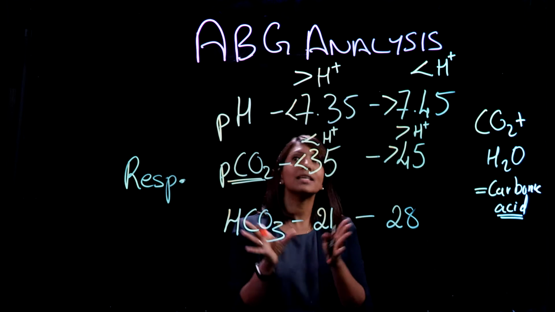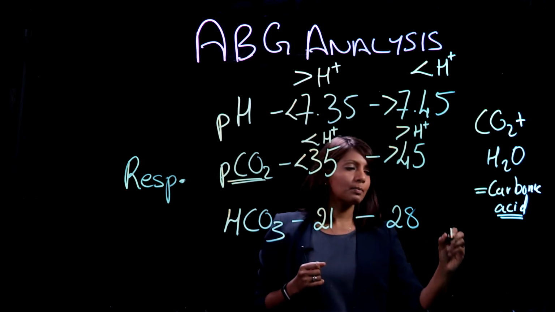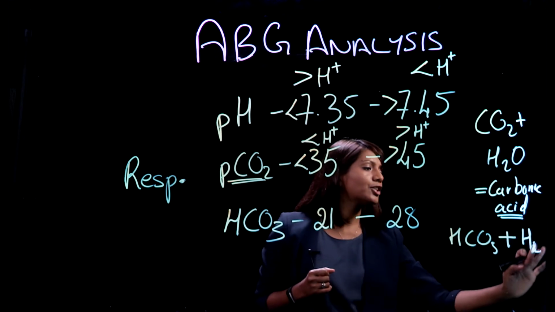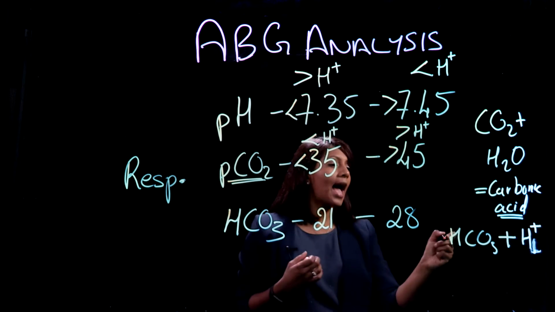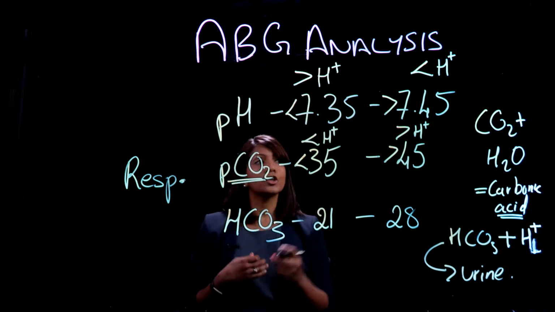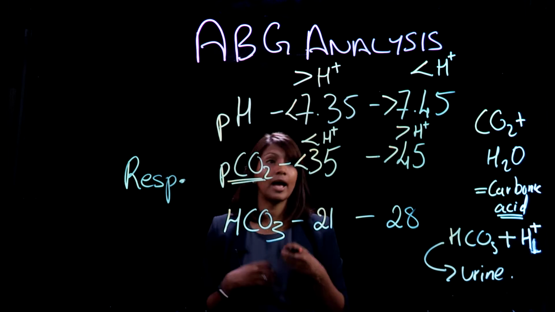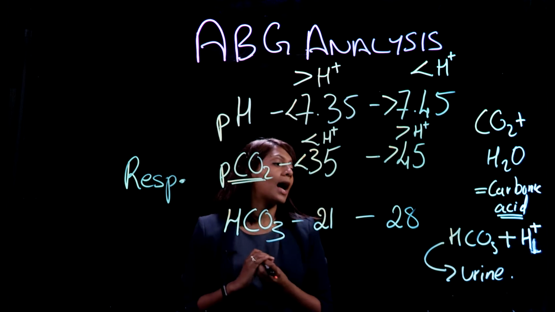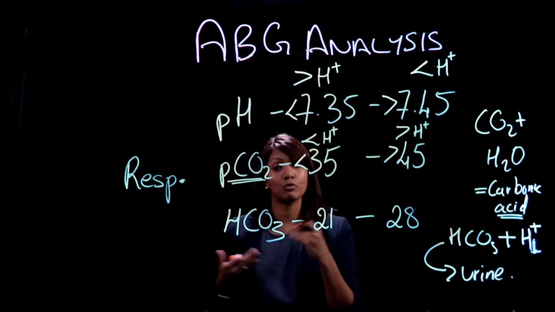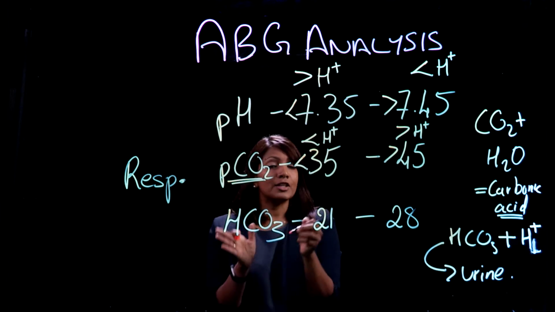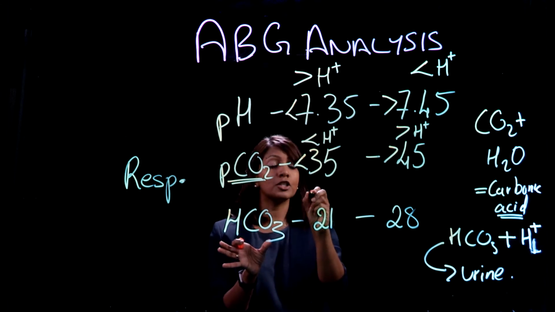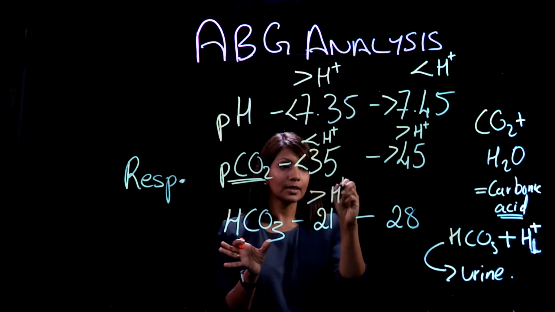What is bicarb, and how does that affect the pH? So what happens with bicarb is that bicarb attaches with the hydrogen ion, and it is excreted by the urine. So the acidity that's created as a byproduct of metabolism, the bicarb acts as a buffer to attach to it and try to get rid of it. So if there is less buffer, less bicarb, then there's not enough to get rid of the hydrogen ion.